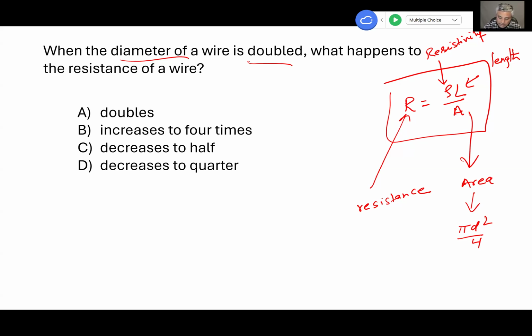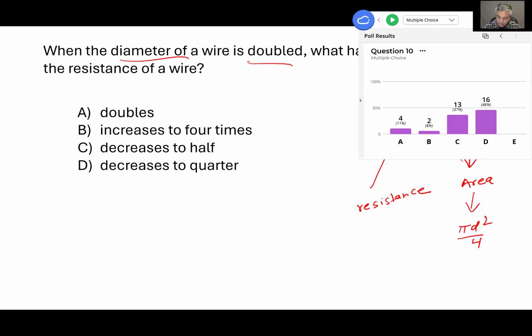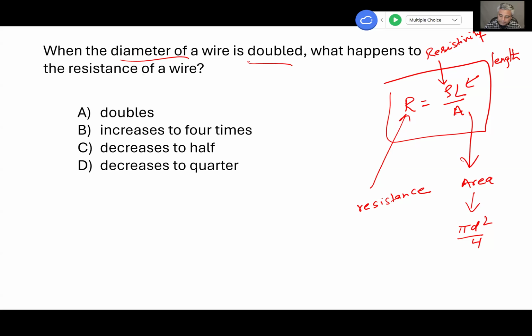So let's see what happens here. C and D kind of competing. So decreases to half or quarter. Here what happened? D doubled. D went to 2D.